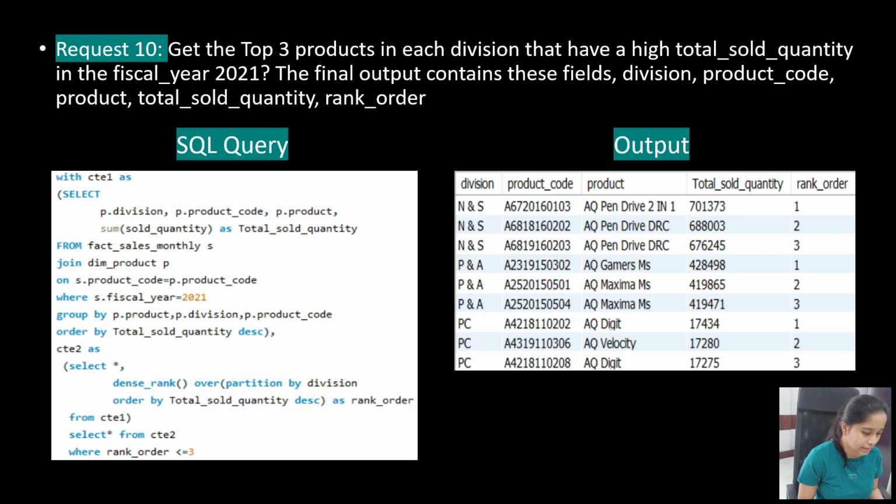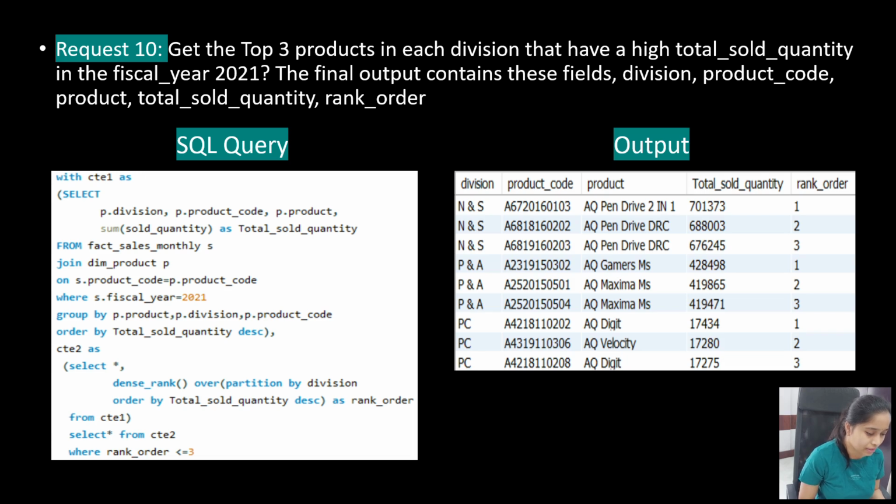And this is the next ad hoc request. The question is, get the top 3 products in each division that have the highest total sold quantity in fiscal year 2021. So this is the SQL query.